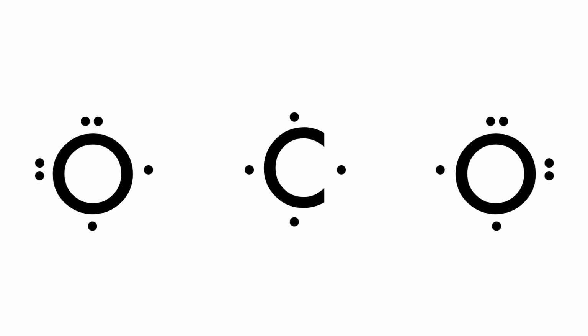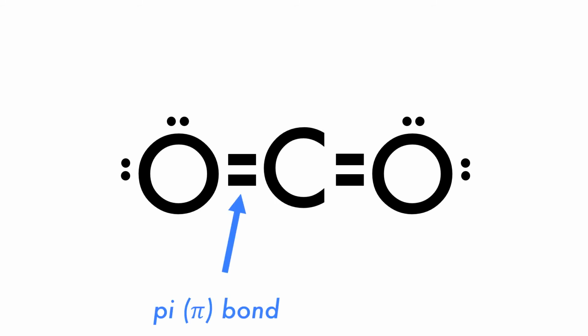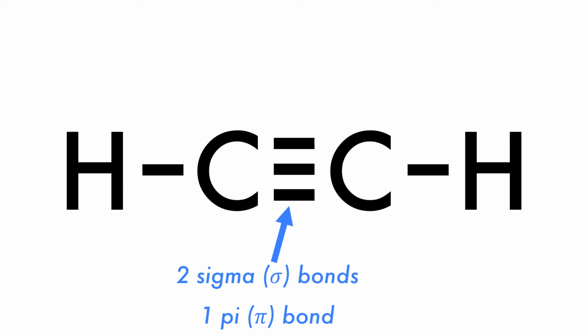After we form the first covalent bond, there are still unpaired electrons. Because there are unpaired electrons on both carbon and oxygen, these unpaired electrons can form another covalent bond. The bond formed using this second pair of electrons is called a pi bond. Triple bonds can also be formed as shown here. The first bond is a sigma bond, and the second and third bonds are pi bonds.